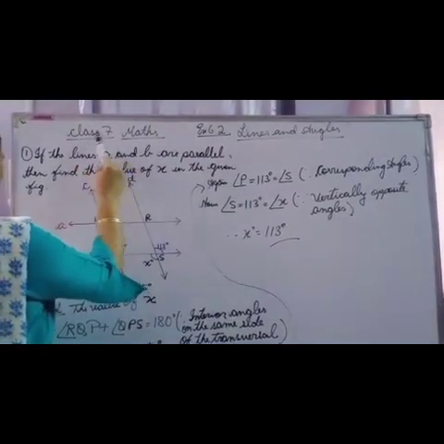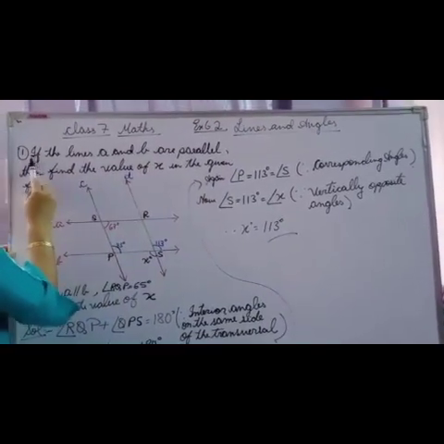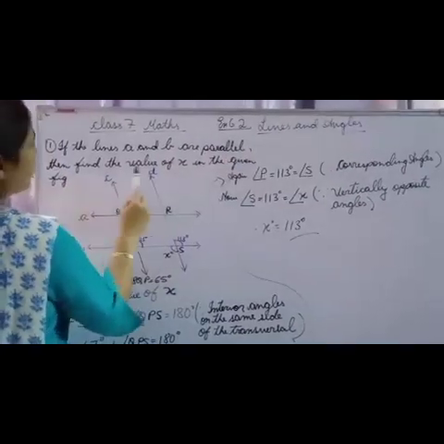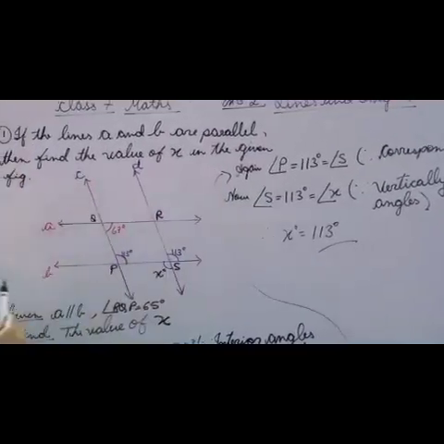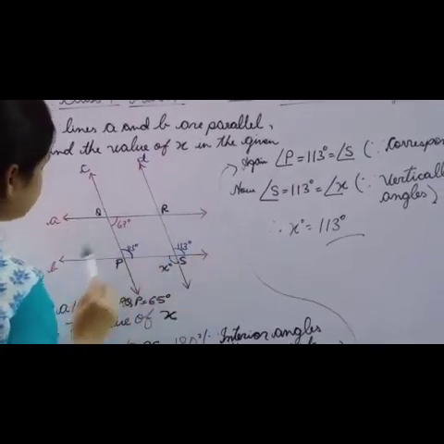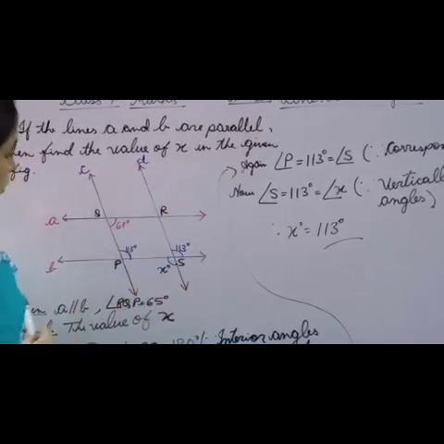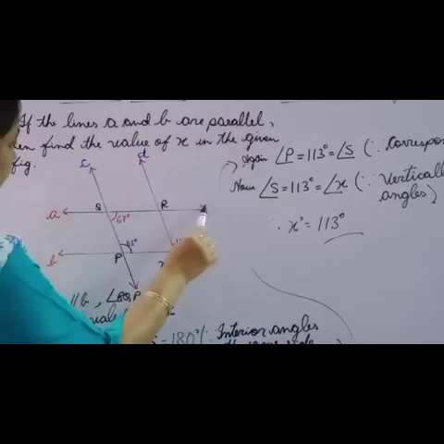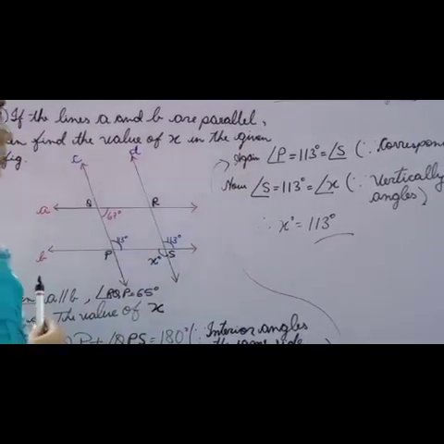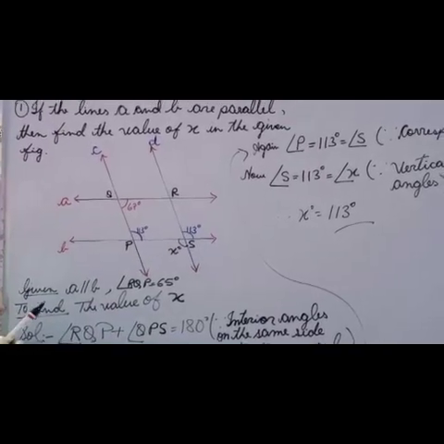Good afternoon children, class 7 maths, exercise 6.2. Now, first question: if the lines A and B are parallel, then find the value of x in the given figure. So, here we see the diagram. The line A is parallel to B, and C and D are the transversals which intersect lines A and B. So, when I say parallel lines, children, you can understand the properties which I have explained to you in the previous video. Okay, now let us start.